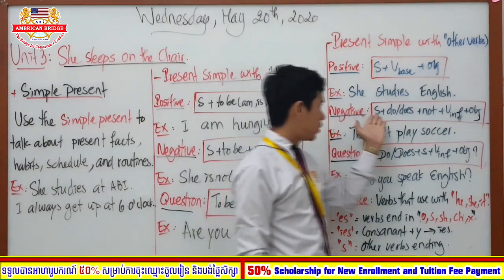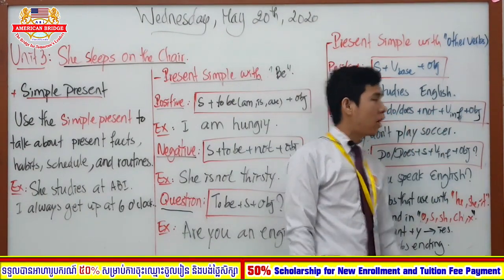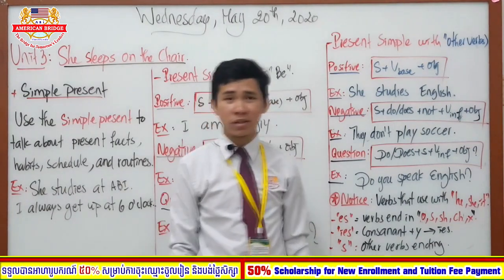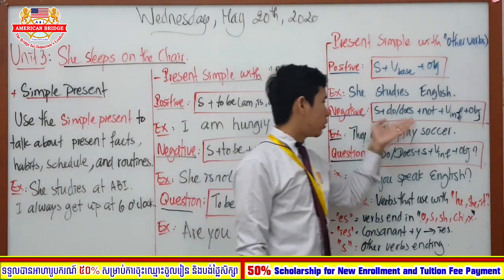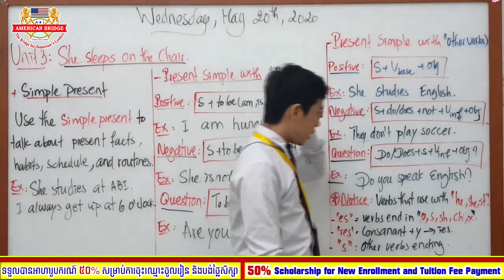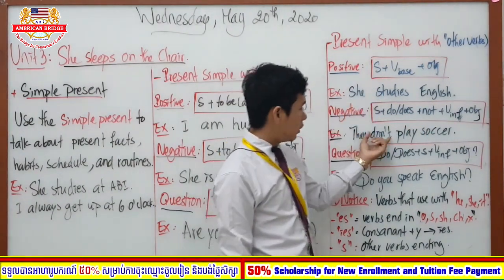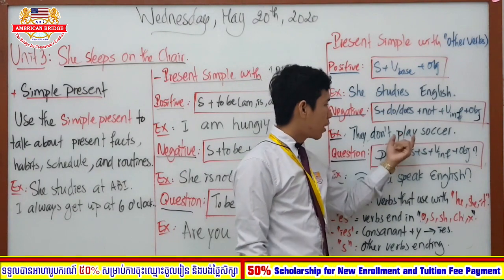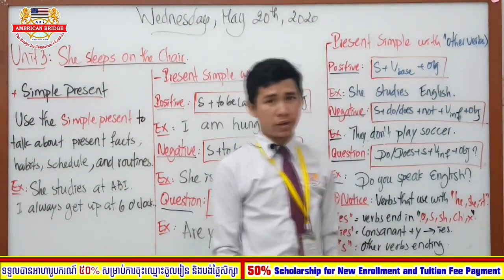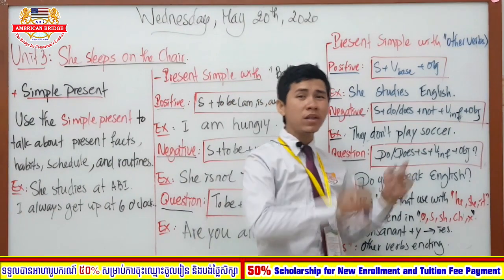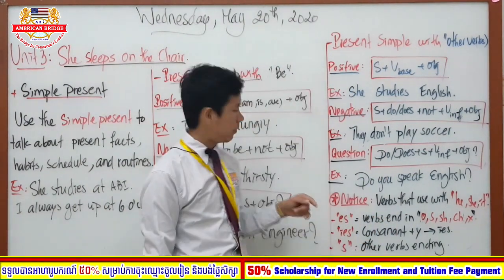So we have subject plus do/does plus not plus verb infinitive plus object. However, let's see our example. They don't play soccer. Okay, so they is the subject, don't is do not, play is a verb, soccer is an object. Okay, and that is going to be the formula in negative.